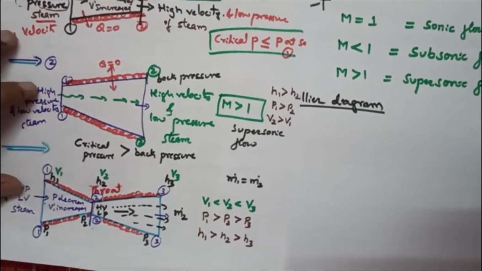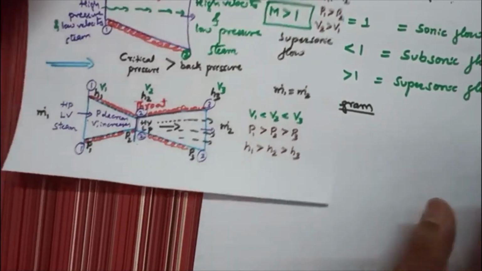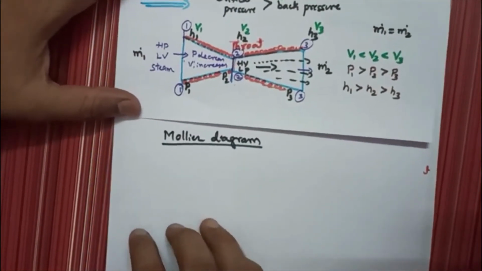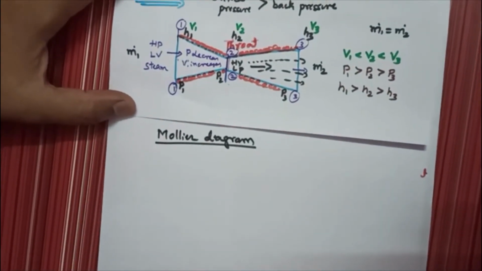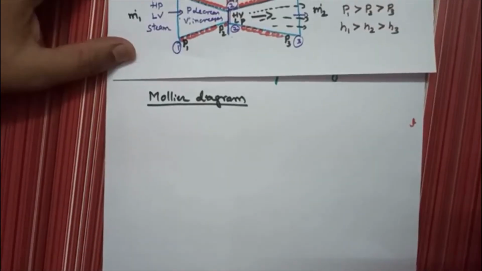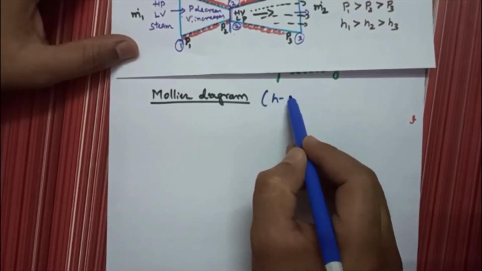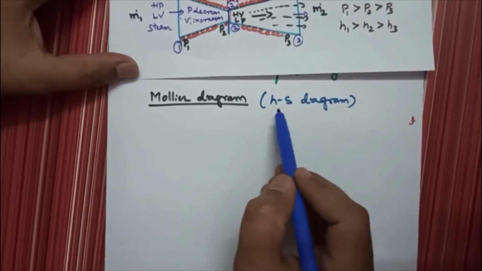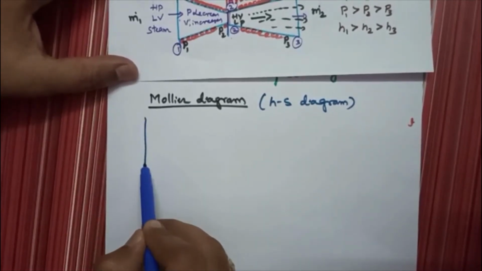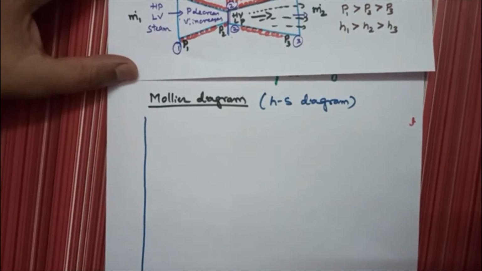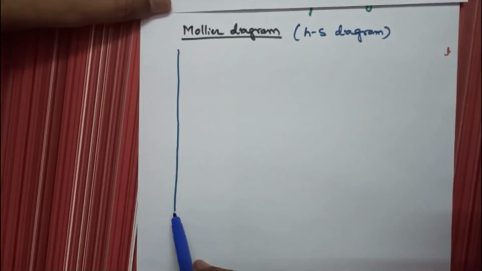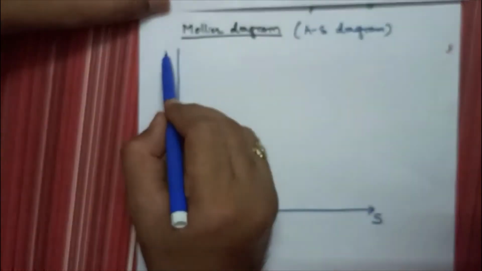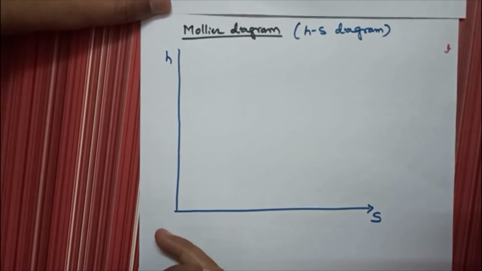Now, how does the expansion process of this convergent divergent nozzle look in the Mollier diagram? The Mollier diagram is also called the HS diagram. Here, students, in the HS diagram, enthalpy H is represented on the vertical line and entropy S is represented on the horizontal line. That is S, this is H. In the previous chapter you have to refer to the TS diagram.